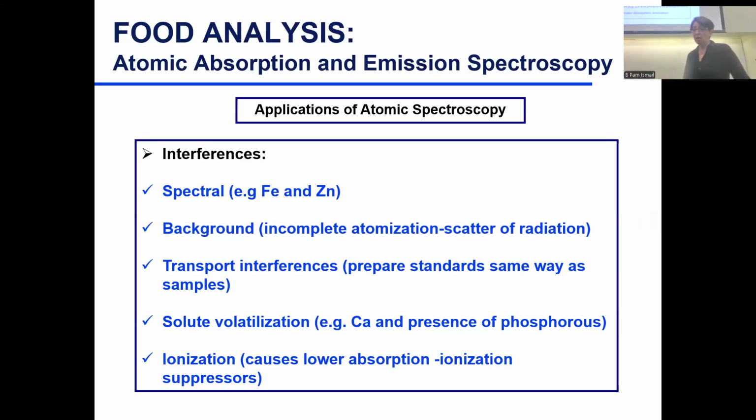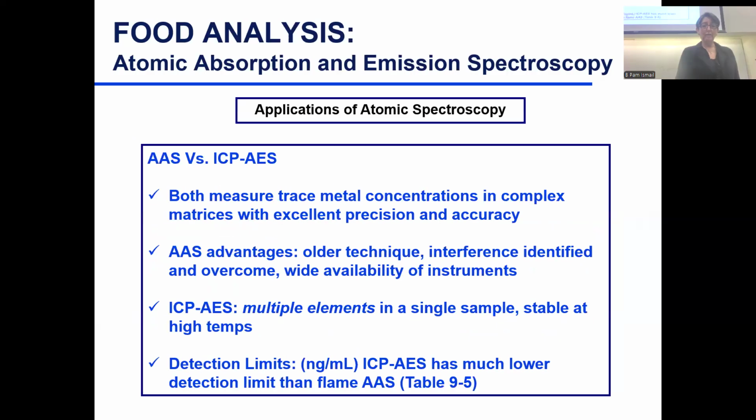And then we talked about calcium pyrophosphate and the need to use lanthanum chloride so that we get the calcium into the flame, into the atomic state. And that's the ionization. If we have a really hot flame, your atoms will convert to ions, and then they won't absorb at the same wavelength. So we get underestimation.